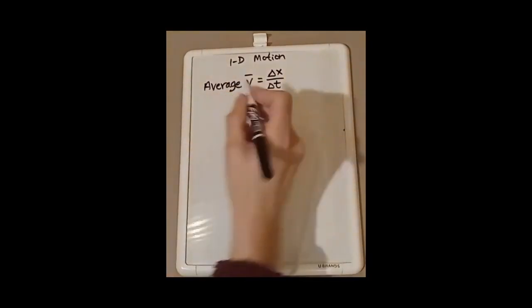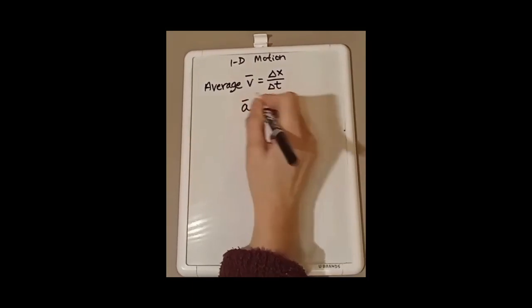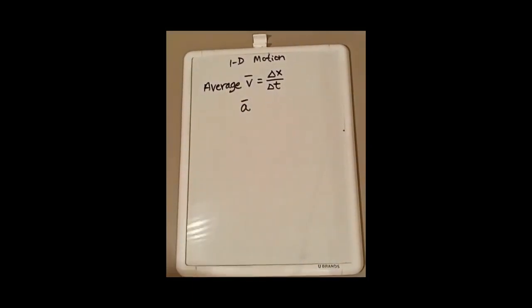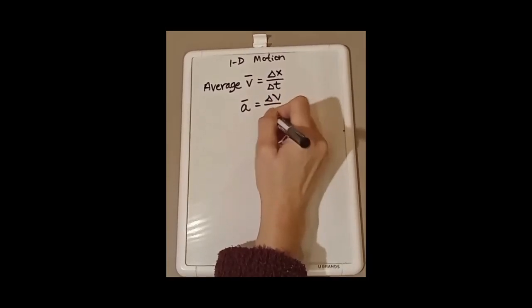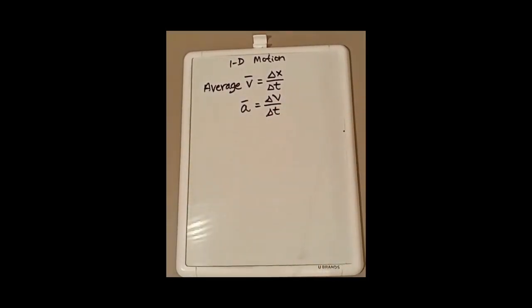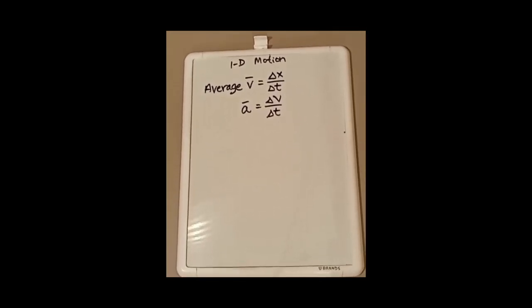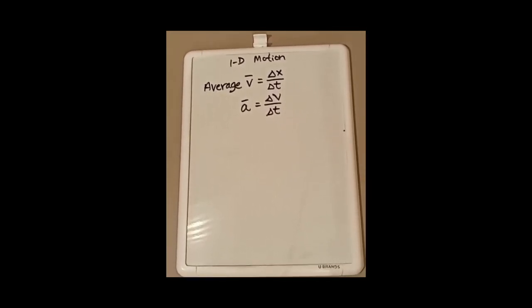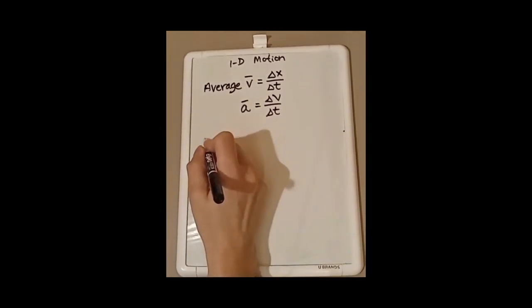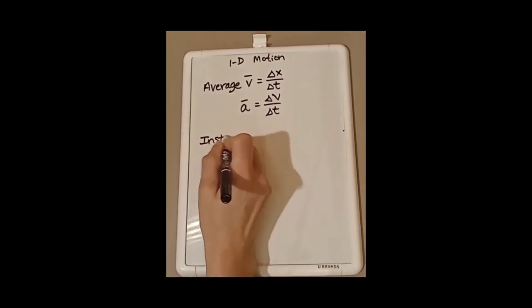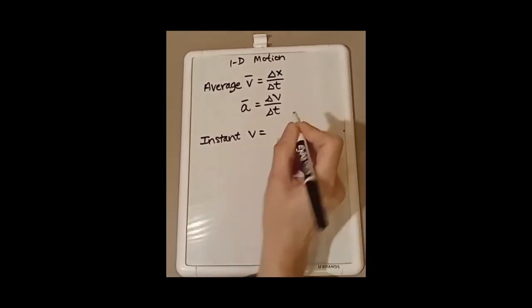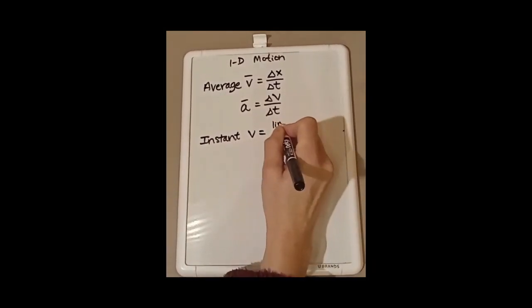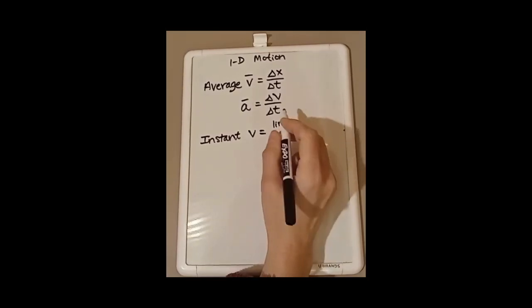And then same thing with acceleration. a with a bar over the top is equal to a change in velocity divided by change in time. So to get the instantaneous velocity, that's where we don't have the bar over the top of it. So that's just instantaneous v. The actual notation is going to be a limit as t goes to 0.